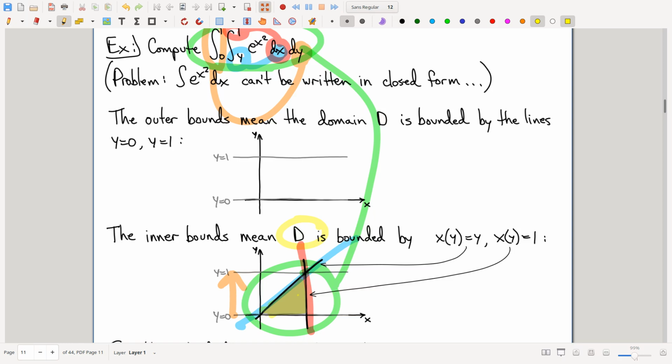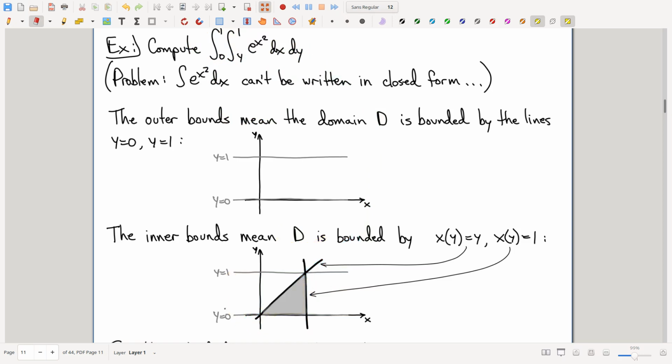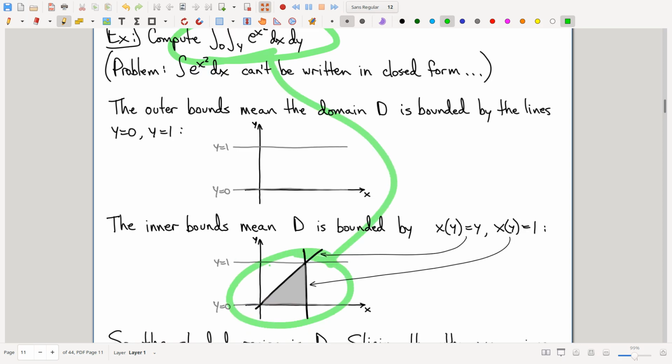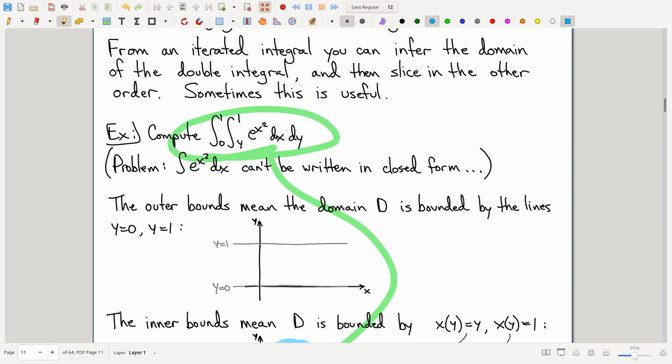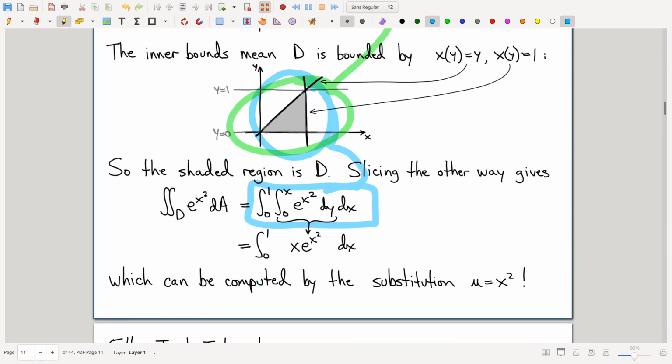Okay, once we've noticed our original domain, I suppose what we were asked to compute came from one slicing of that original domain. But how about this? Once I know the original domain, I can slice it in the other order if I want to. And that would give me this. It's an exercise to think through how, if you slice this triangular shape with the differentials in the other order, you get these bounds.